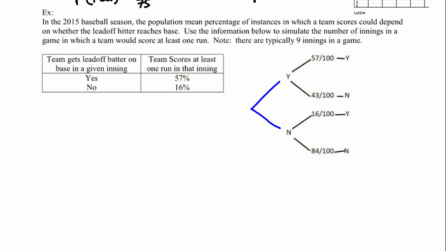All right, so leadoff hitter reaches base. And that's a yes or no. I don't know the breakdown of that. So what we can do in the absence of information, we assume all things are equal. So we'll say that that's 50-50. All right, so 0.5, 0.5.